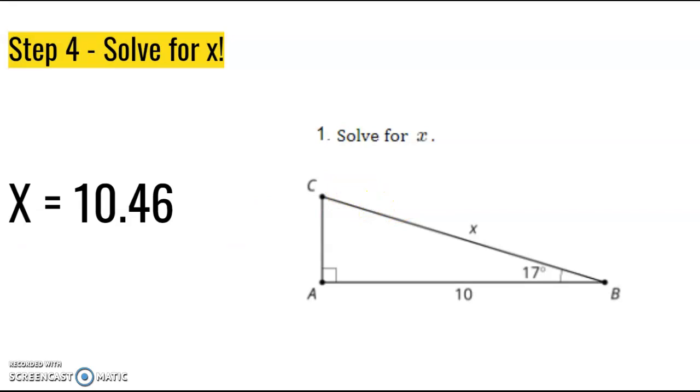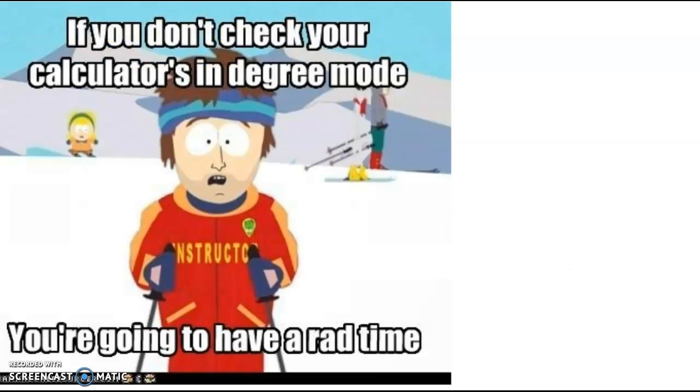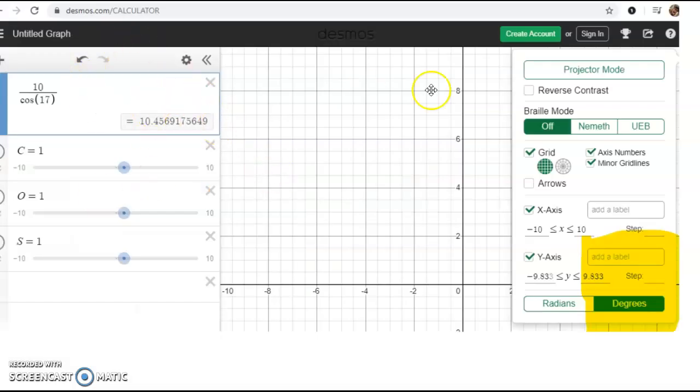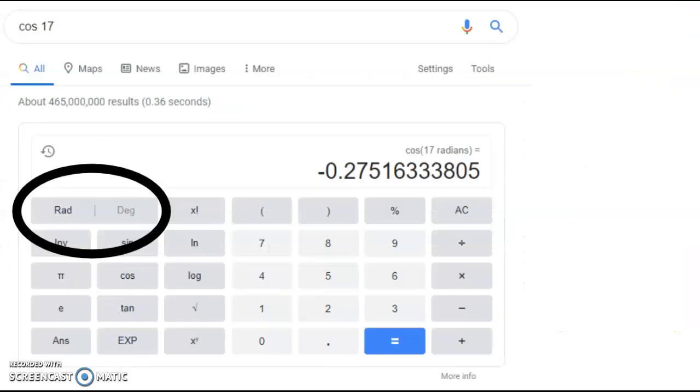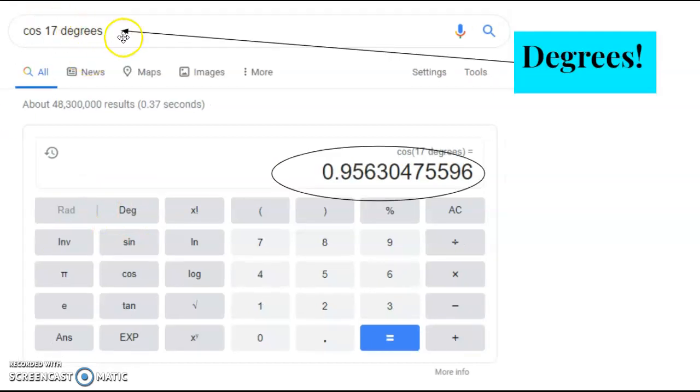Now notice it's important for us to remember that whenever we have to use a calculator in trigonometry, we have it set to degree mode, not radians. So in Desmos, you can set it to degree mode by clicking the toolbar over here and setting it to degrees. In Google, make sure that you either click degrees or you type in degrees into your Chrome bar.